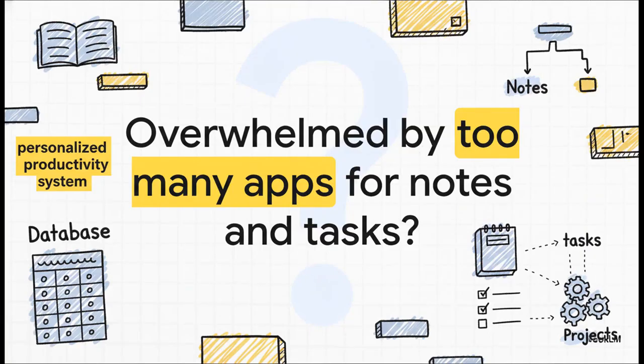So, does this sound familiar? Your digital life feels just scattered, right? You've got your notes in one app, your to-do lists in another, and then your big project plans are hiding somewhere else entirely. It's that feeling of digital clutter, where it feels like you're spending more time just looking for stuff than actually getting things done. It's a super common frustration, but believe me, there is a solution.